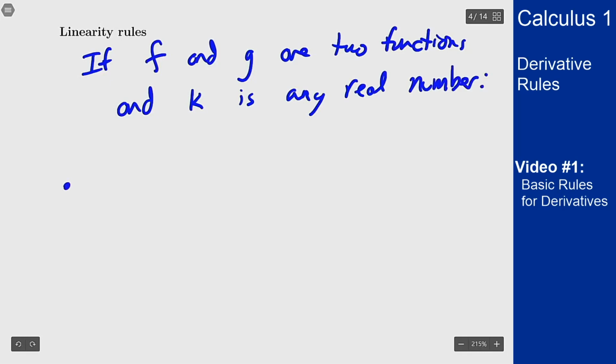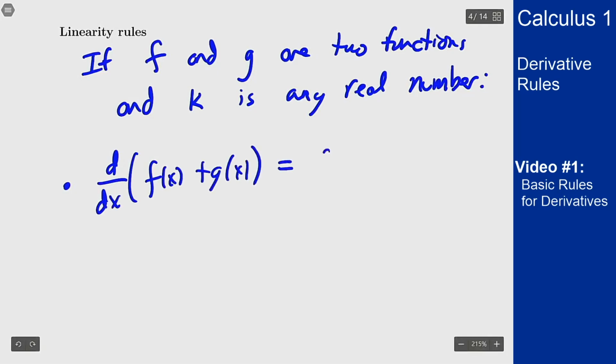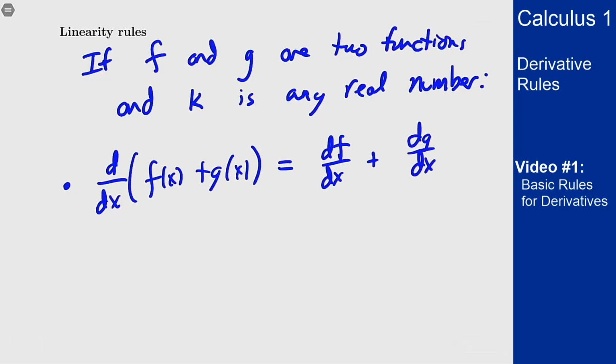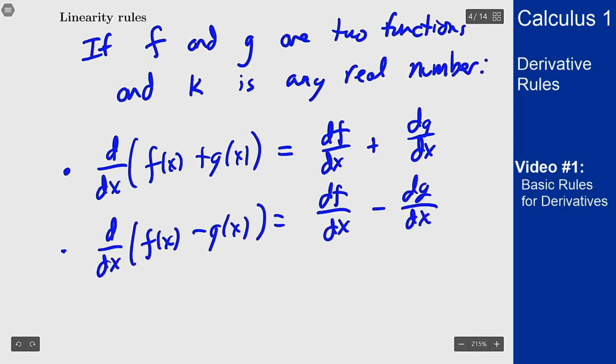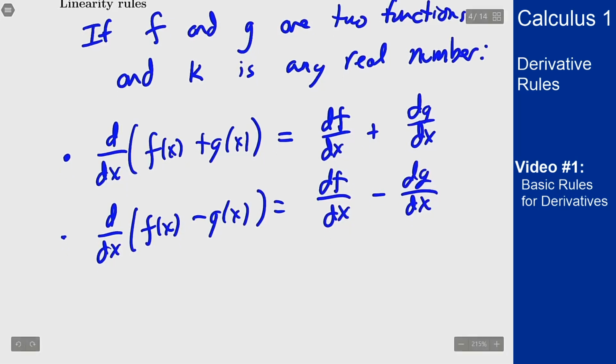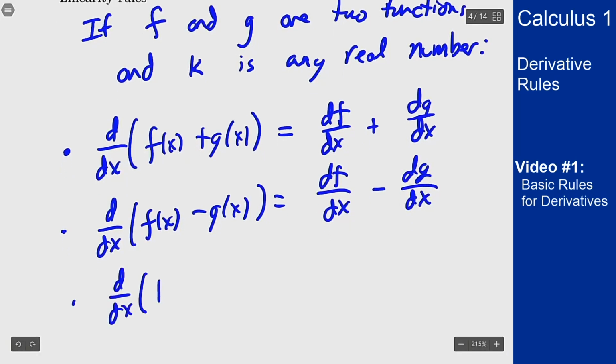Well, I then know that I can add derivatives. If I want to take the derivative of f of x plus g of x, add these two functions together, that's the same thing as differentiating f and then adding the derivative of g. So it means I can basically split derivatives over plus signs, and I'll split over minus signs, and I can move constants outside derivatives. So if I have the derivative of k times the function f of x, this is k times the derivative of f with respect to x.